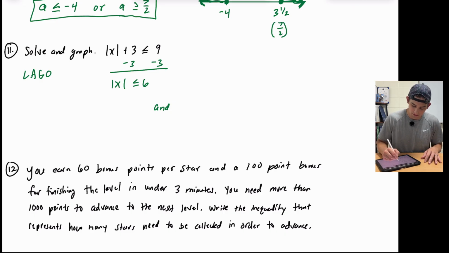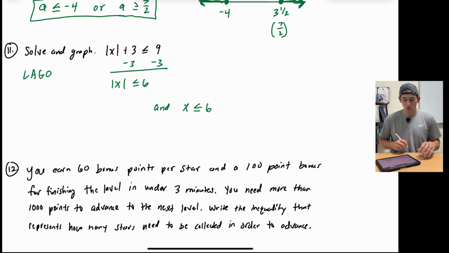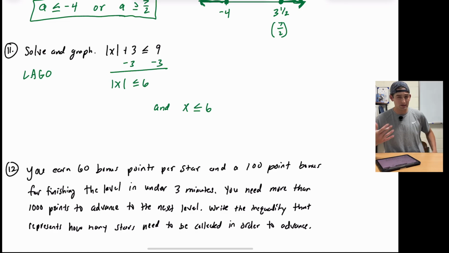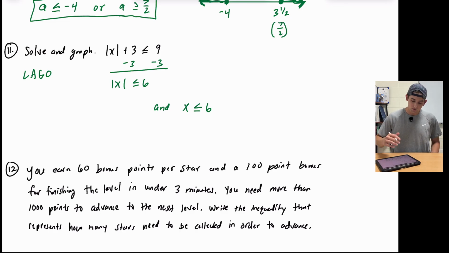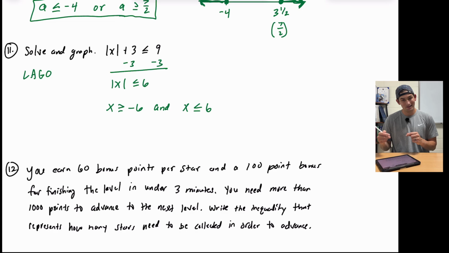One of our inequalities is going to look exactly like what we had in the absolute value form, so x is less than or equal to 6. The other one, we're going to keep what is inside the absolute value the same, but now we're going to reverse the inequality symbol, so less than or equal to becomes greater than or equal to, and we are going to change our 6 to the opposite, so 6 becomes negative 6. So now we have x is greater than or equal to negative 6, and x is less than or equal to 6.